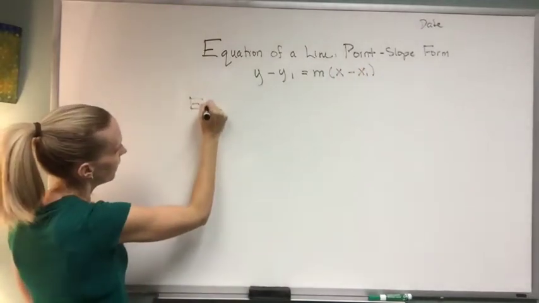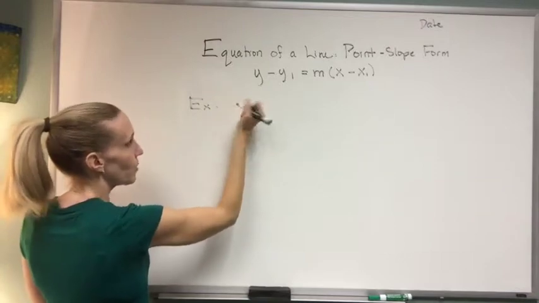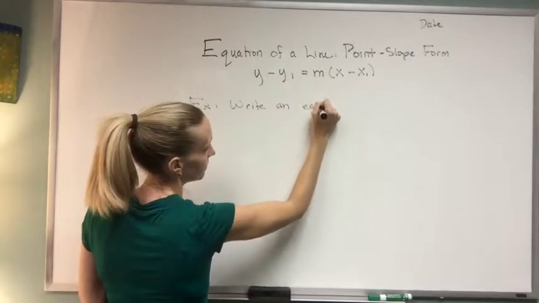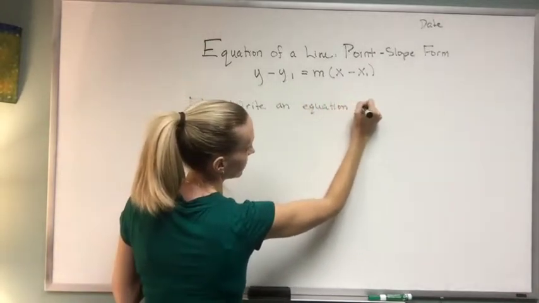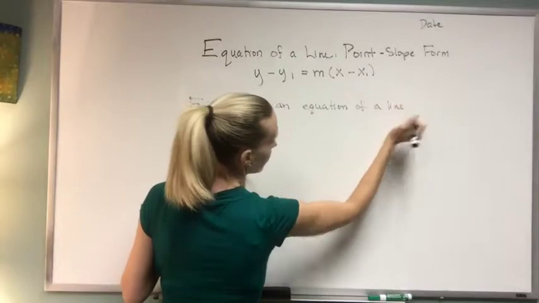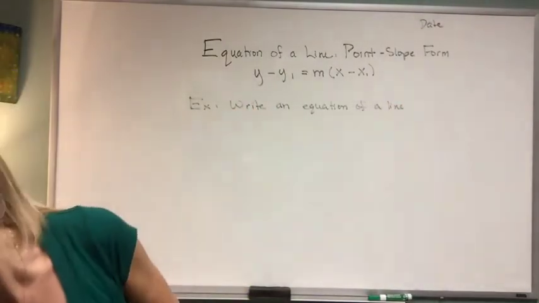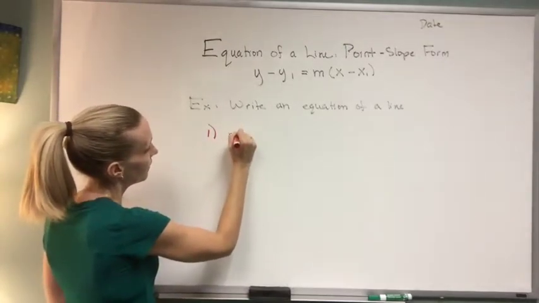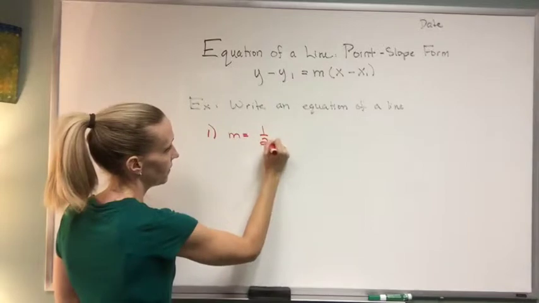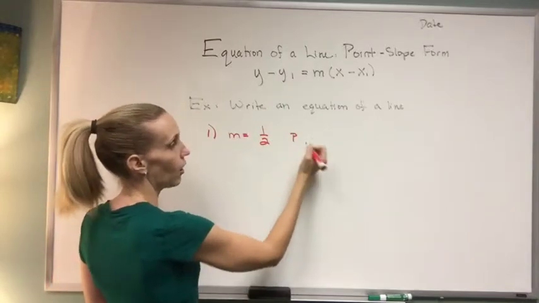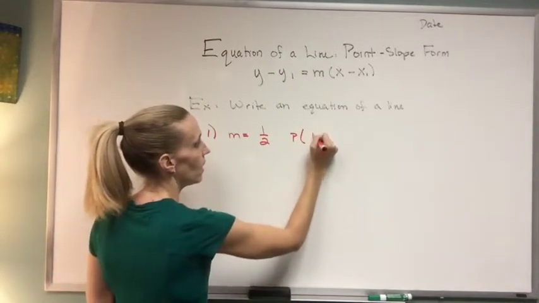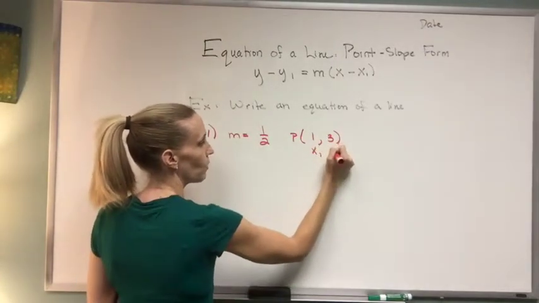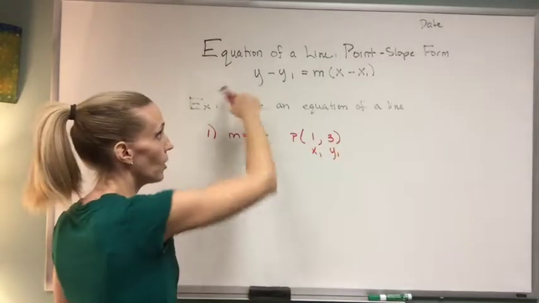Okay, so examples. My directions are to write an equation of a line. That's it. That's all we want. And what if we're given, for number 1, a slope of 1/2 and a point, which we're going to call P, point P of 1 and 3. So I want you to label this x1, y1, and we're going to put it in this form.